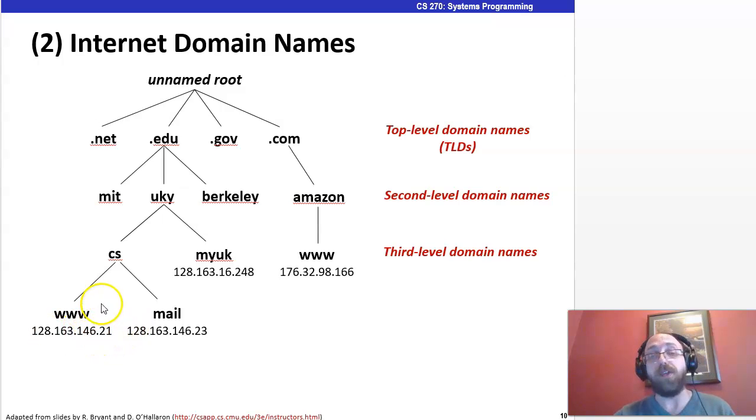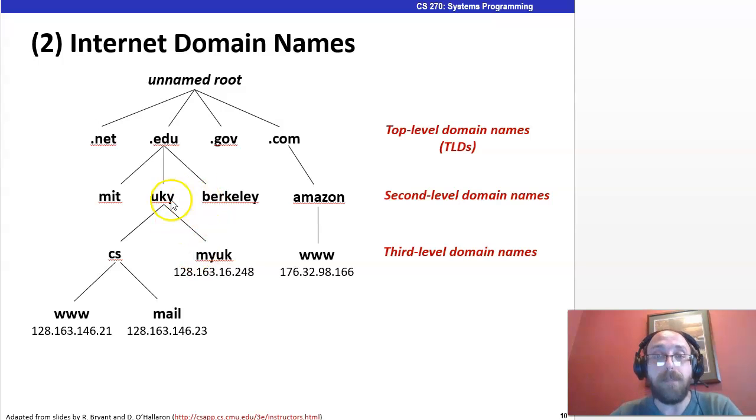So it will reply back to your ISP saying, well, that's 128.163.146.21. Now that your ISP's name server has the full information that you requested, it will send a response back to you saying, okay, www.cs.uky.edu has this IP address. And now your computer, or programs running on your computer, can use that IP address to put together packets to send to the CS department web server.